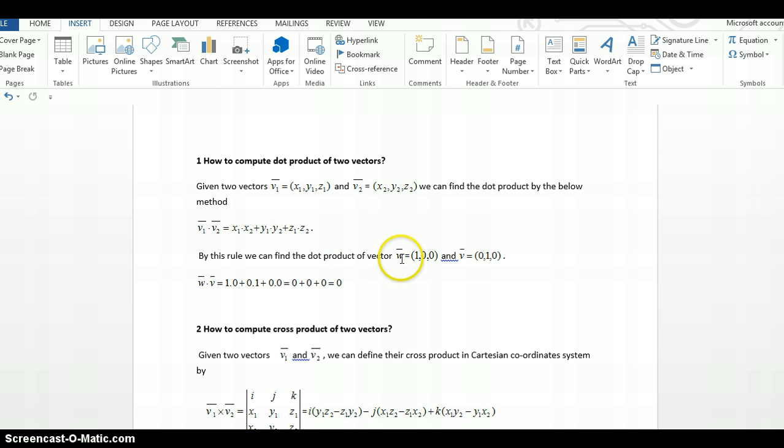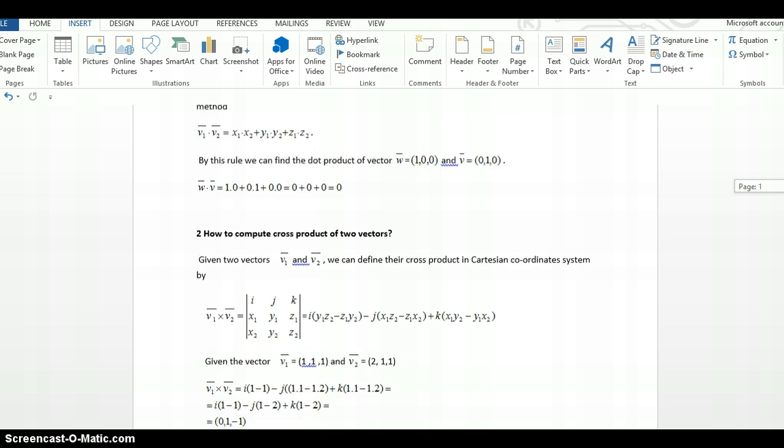Thus, if we have two vectors w and v, it therefore means that we would say 1 times 0 plus 0 times 1 plus 0 times 0. So that is how we arrive at 0.